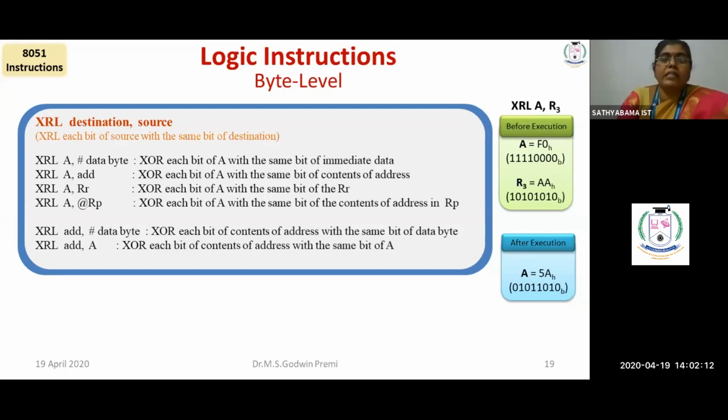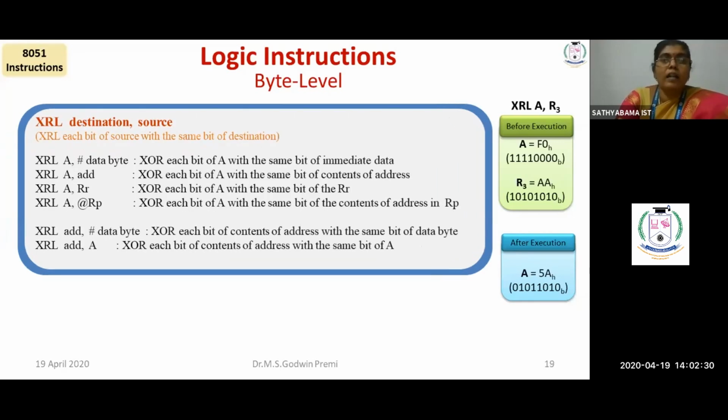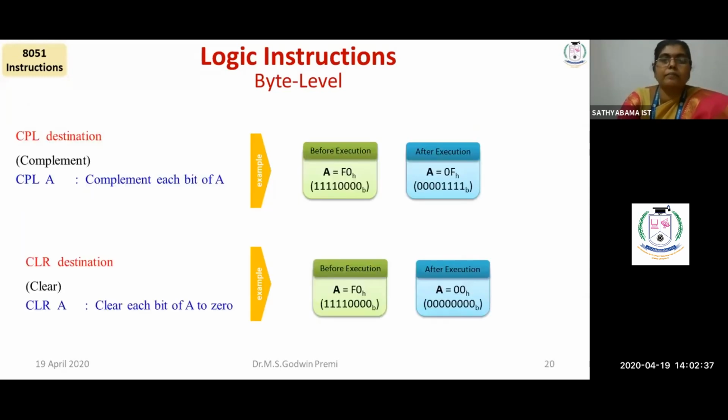Here we can see we can perform XRL add comma hash data byte. This is the address which indicates that the direct memory address can also act like the destination for these 3 instructions, that is ANL, ORL and XRL. The 2 destinations are used, accumulator as well as the direct memory address.